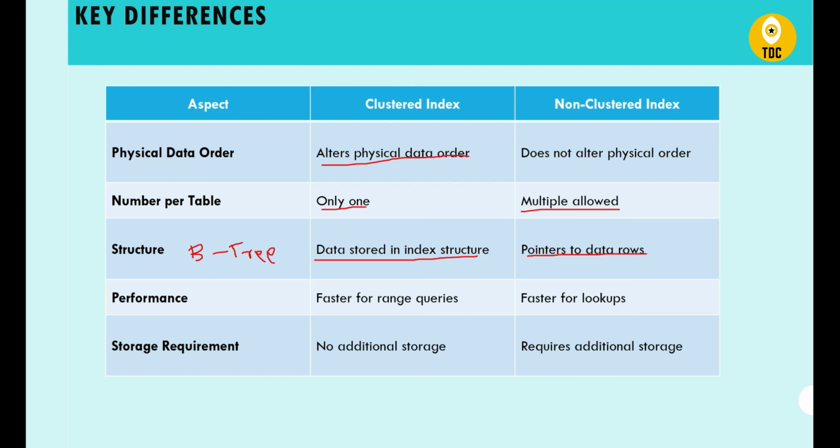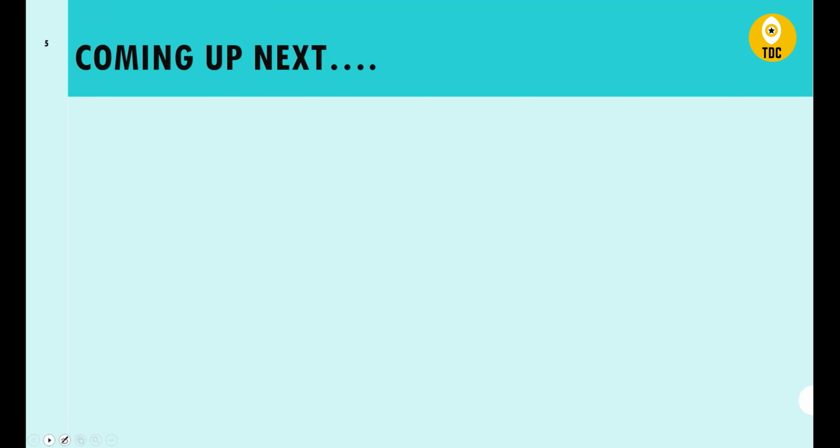Where you want to have faster lookups with smaller data, then you can go for the non-cluster index, right? And for the storage requirement, there is no additional storage required for the cluster index because you are directly creating the B-tree based on the physical data order itself. But when it comes to the non-cluster index, it requires additional storage because you have pointers, right? So now, without any delay, we will go to the practicals and understand how exactly the clustered and non-clustered index will be created.